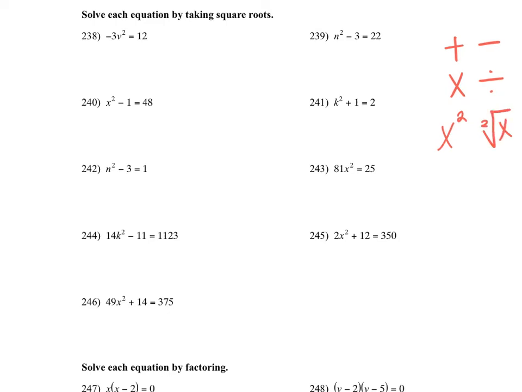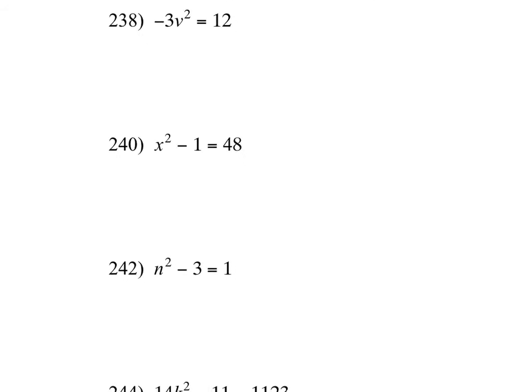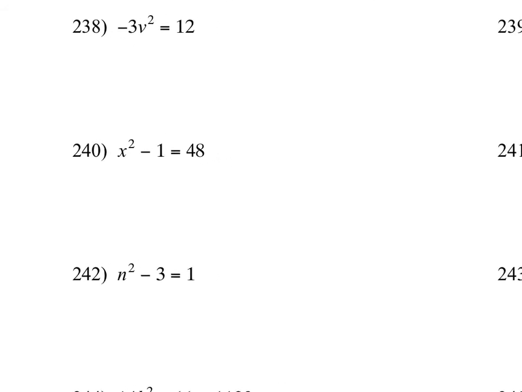Okay, so let me zoom in a little bit more, and I'll do a few of these problems. So let's start with 238. Whoops, let's start with 238. And so the first thing to isolate the variable, I'm going to divide by -3. So divide by -3, divide by -3. So v squared equals -4.